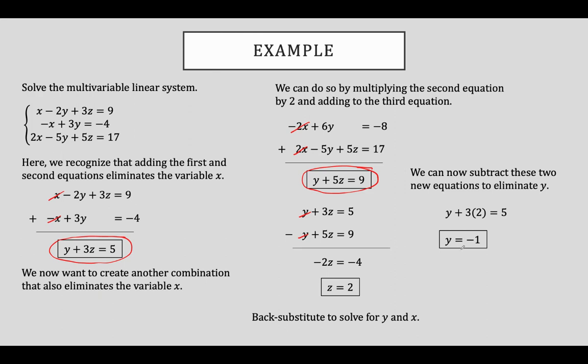Once we have z and y, we can back substitute into any of our original equations to solve for x. It doesn't matter which one we choose. It's up to you. I ended up picking this first one here: x minus 2 times negative 1 plus 3 times 2 equals 9. Negative 2 times a negative 1 gives us a plus 2. This is x plus 2 plus 6. 2 plus 6 is 8. x plus 8 equals 9, which means x is equal to 1. And there we have our solution, the ordered triple 1, negative 1, 2.